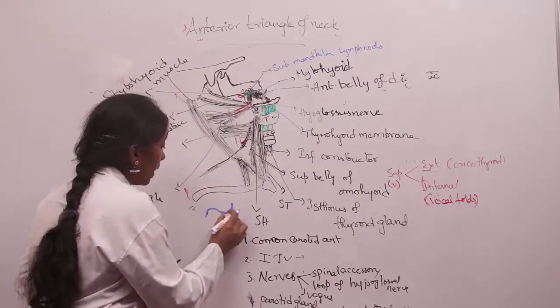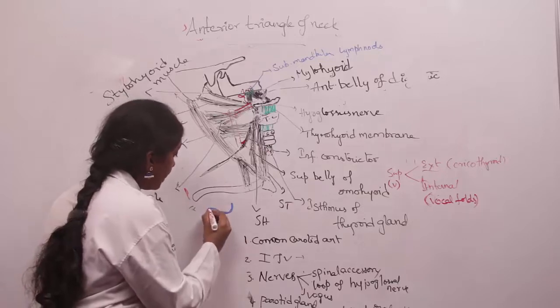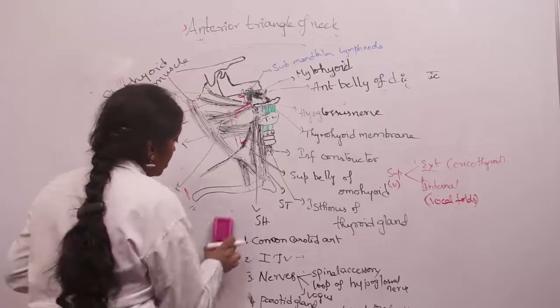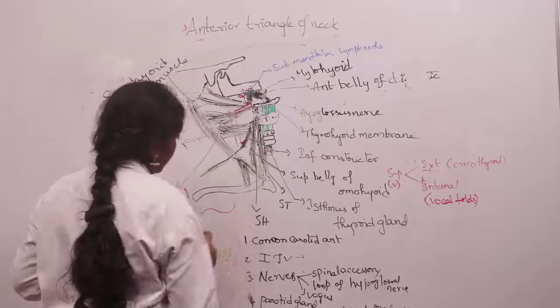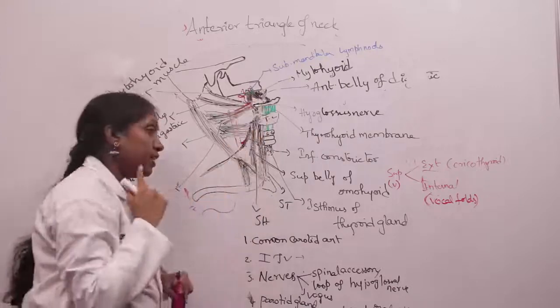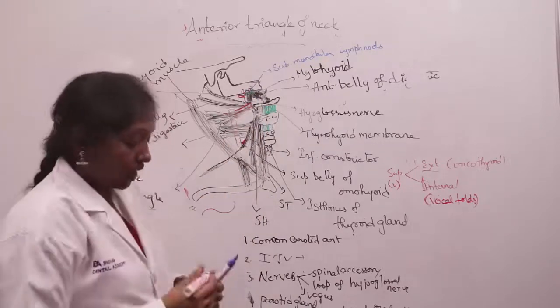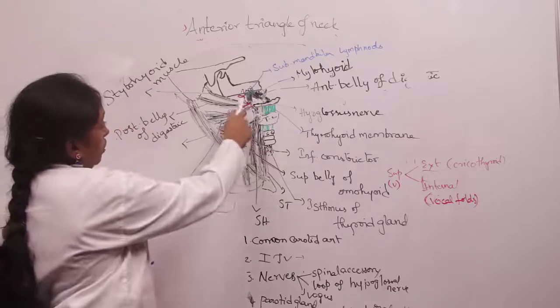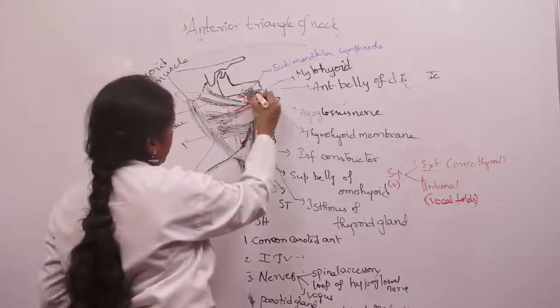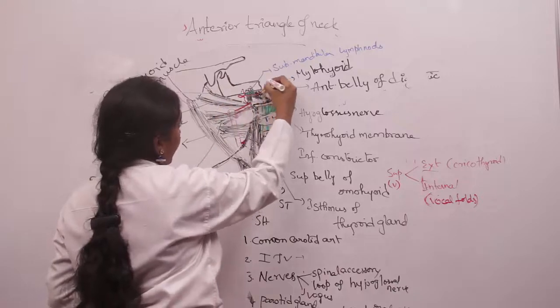This is the ascending loop and this is the descending loop. The ascending loop lies in the posterior part of the submandibular gland, and the descending loop lies in between the submandibular gland and the fossa, and it enters the face at the anteroinferior angle of the mandible. So the facial artery can also be seen. Before entering the face, the facial artery gives off one artery called the submental artery.